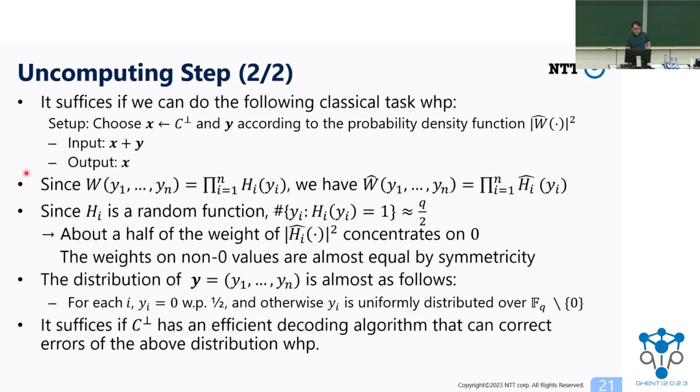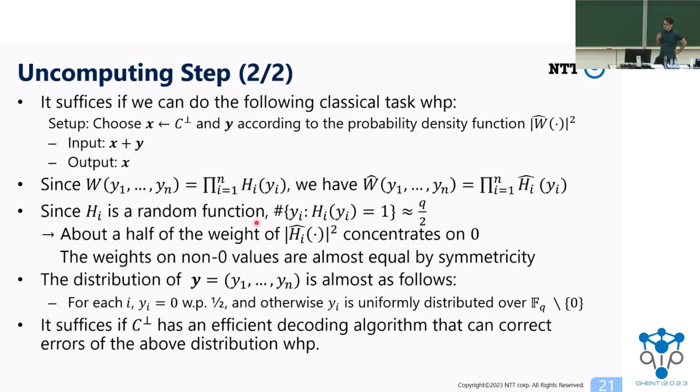The definition of w can be written like this: w of y1 to yn equals the product of hi of yi over each i. This is just a rephrasing of the definition. And so its quantum Fourier transform is a product of hi hat of yi. Recall that each hi is a random function, so the number of yi such that hi of yi equals 1 is almost q/2.